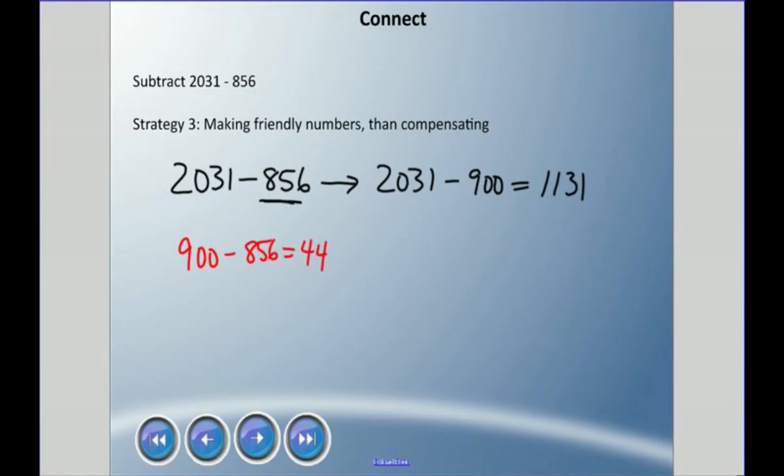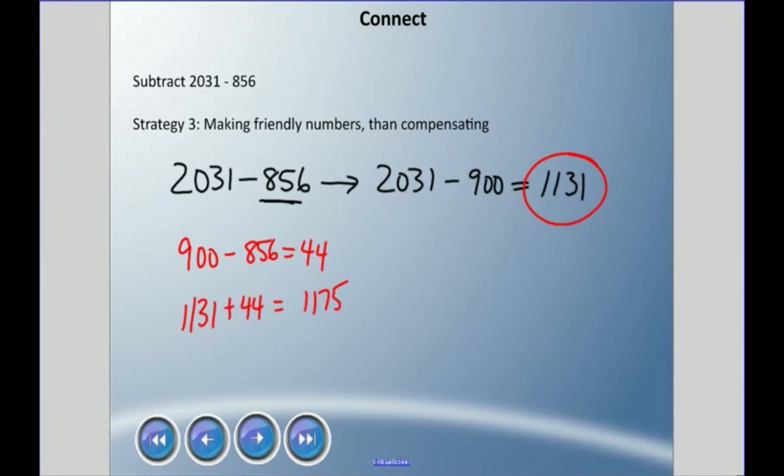And so we're going to have to take that 44 and put it back to that answer we got right here. We got to put it back because we were just kind of borrowing it for a little bit, and then we're going to put it back. So we get this answer here.